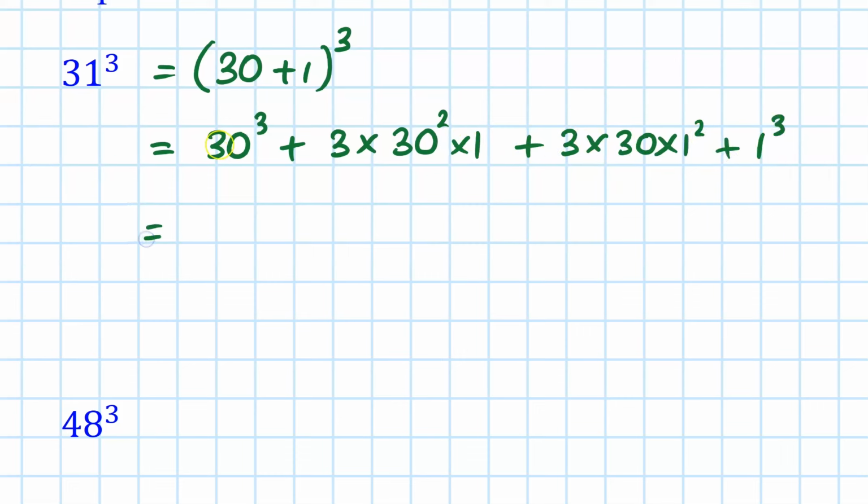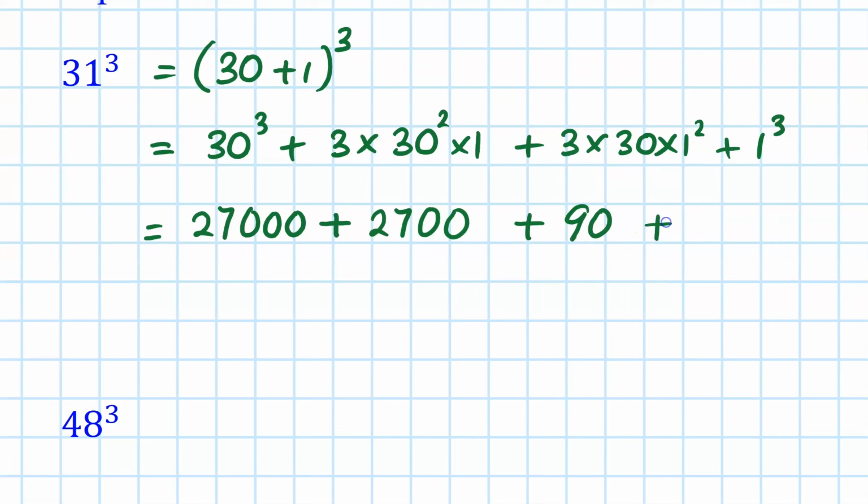Okay, let's simplify. 3 cubed is 27, and with 3 zeros we get 27,000 because 10 to the power 3 gives you 1,000. 30 squared is 900, times 3, 2700. 30 times 3 is 90, times 1 doesn't change it, plus 1. Okay, we get the answer for that one as 29,791.